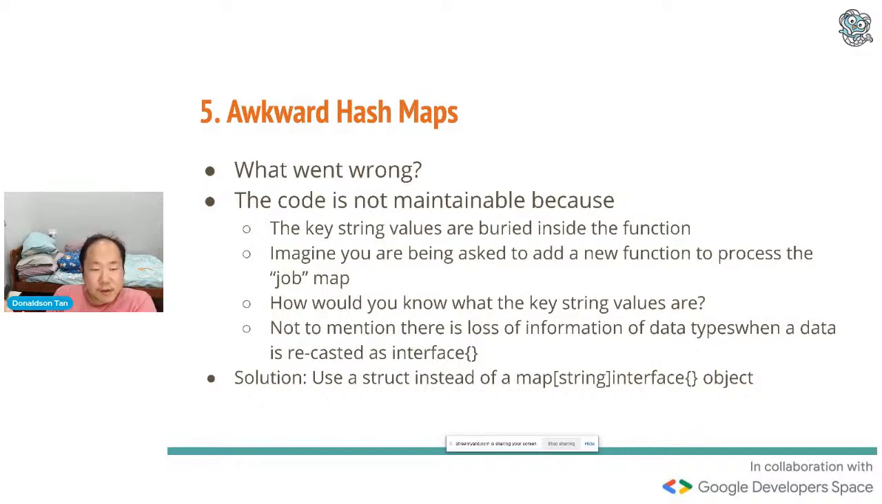Not to mention, there's also a loss of information, specifically the data type, because when you recast data from one data type to interface, you lose the information. So the best way is to simply avoid this kind of awkward hash map. Use a struct, and your code will be much more maintainable. Next time when somebody needs to work on the code, they have a struct with well-defined fields, and they all know what it is meant for.